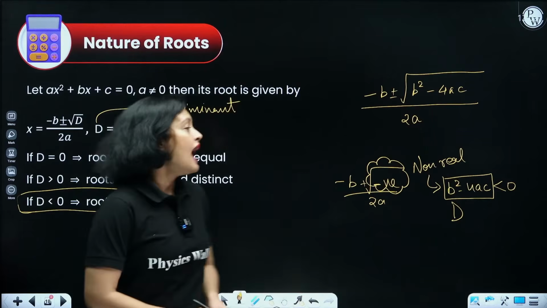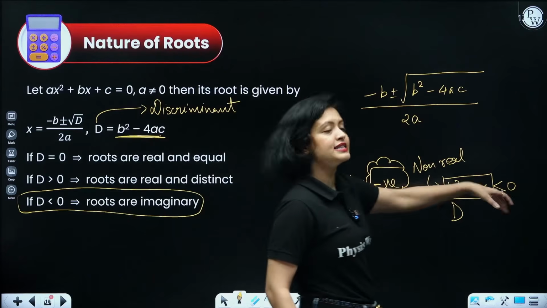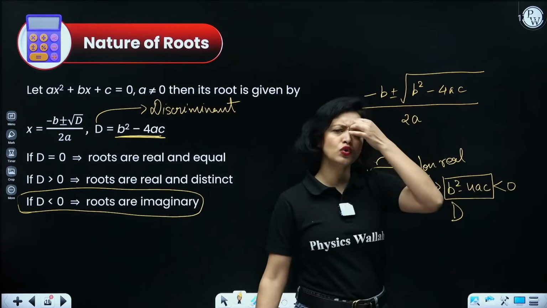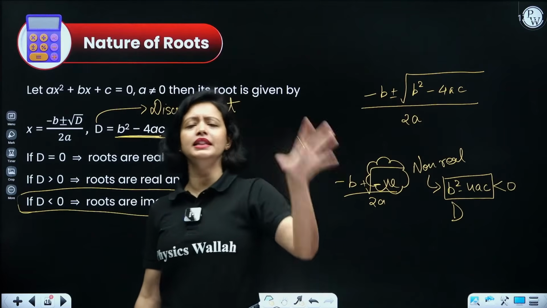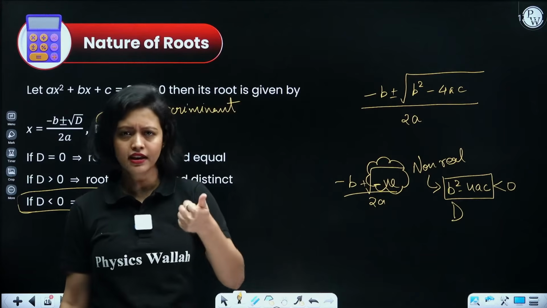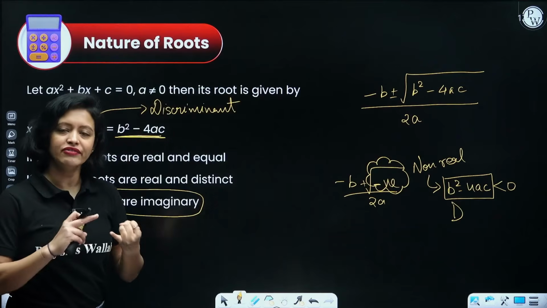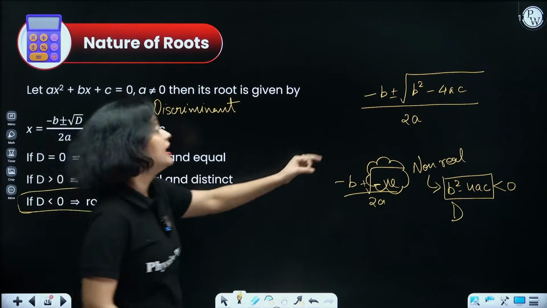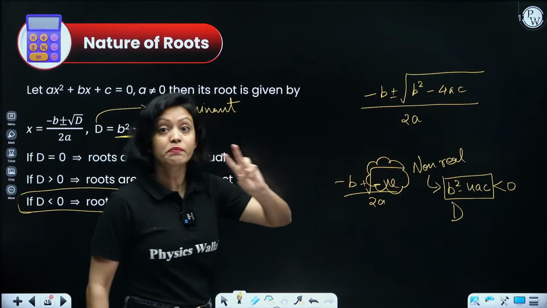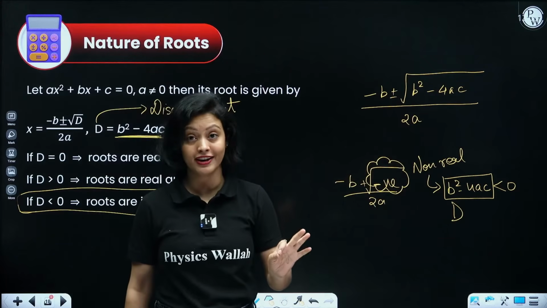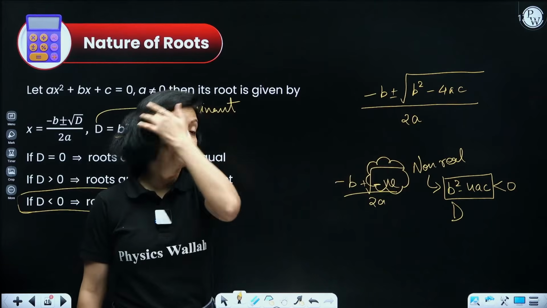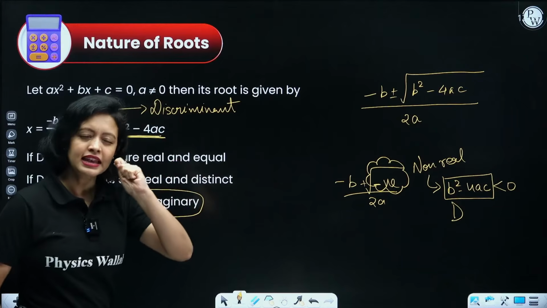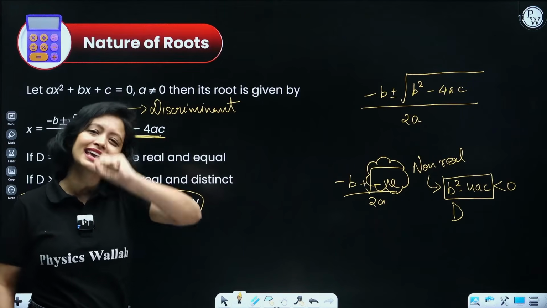Now if b square minus 4ac is positive, then this under root thing, whatever it is, would come in the world of real numbers. So that tells me that if D is greater than 0 or even if D is equal to 0, in both the cases the roots would be real, right? But still, let's see both the cases individually.